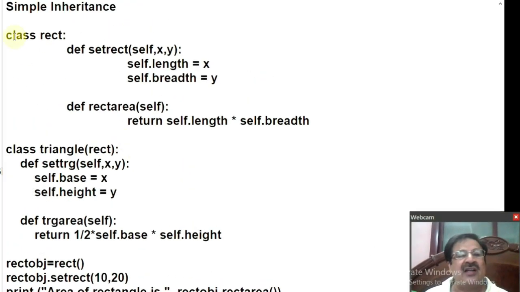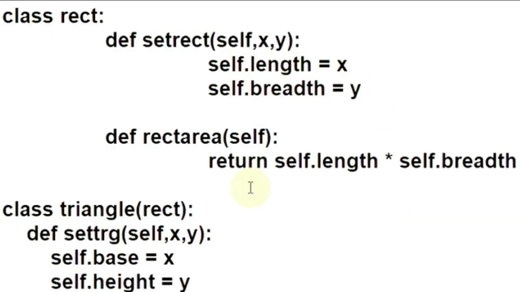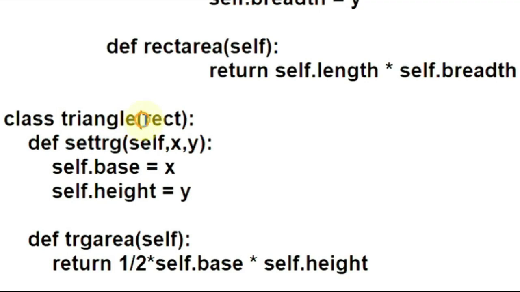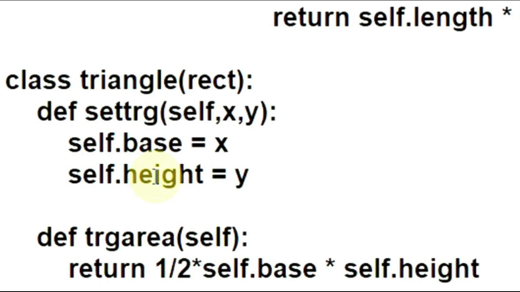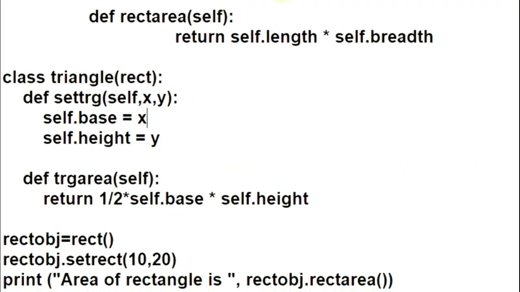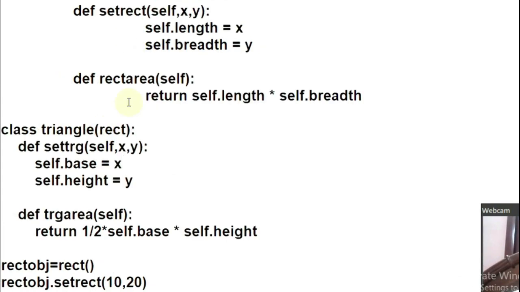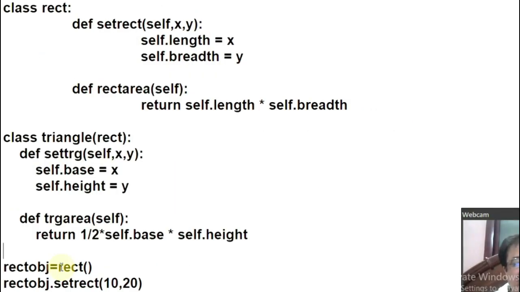Now see, this is the class rect which has two functions and two attributes, length and breadth. This triangle class is inheriting the base class rect. Now this triangle has two functions and two attributes, base and height. The object of triangle class can access all four functions and all four attributes. Let's see how. This rect obj is the object of rect class, so it can only access the attributes and functions of rect class.